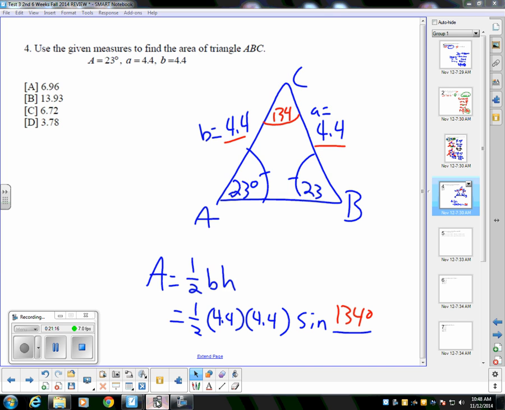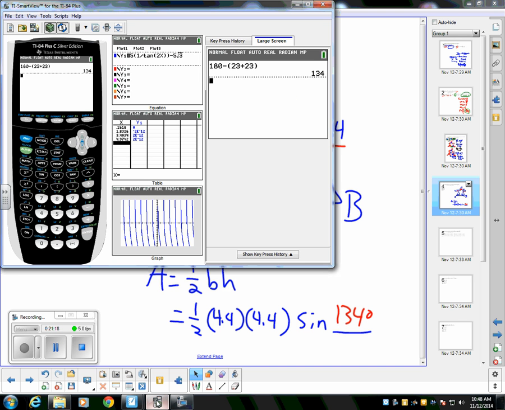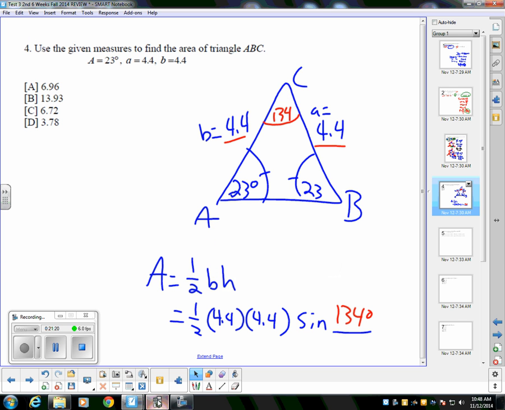Question? Why do I have 4.4 twice? As long as I know two sides and the angle between them, that is a derivative of this formula right here. What you find out is I can drop a height right here, and the height is always going to be the sine of the angle times one of the side lengths. Okay?